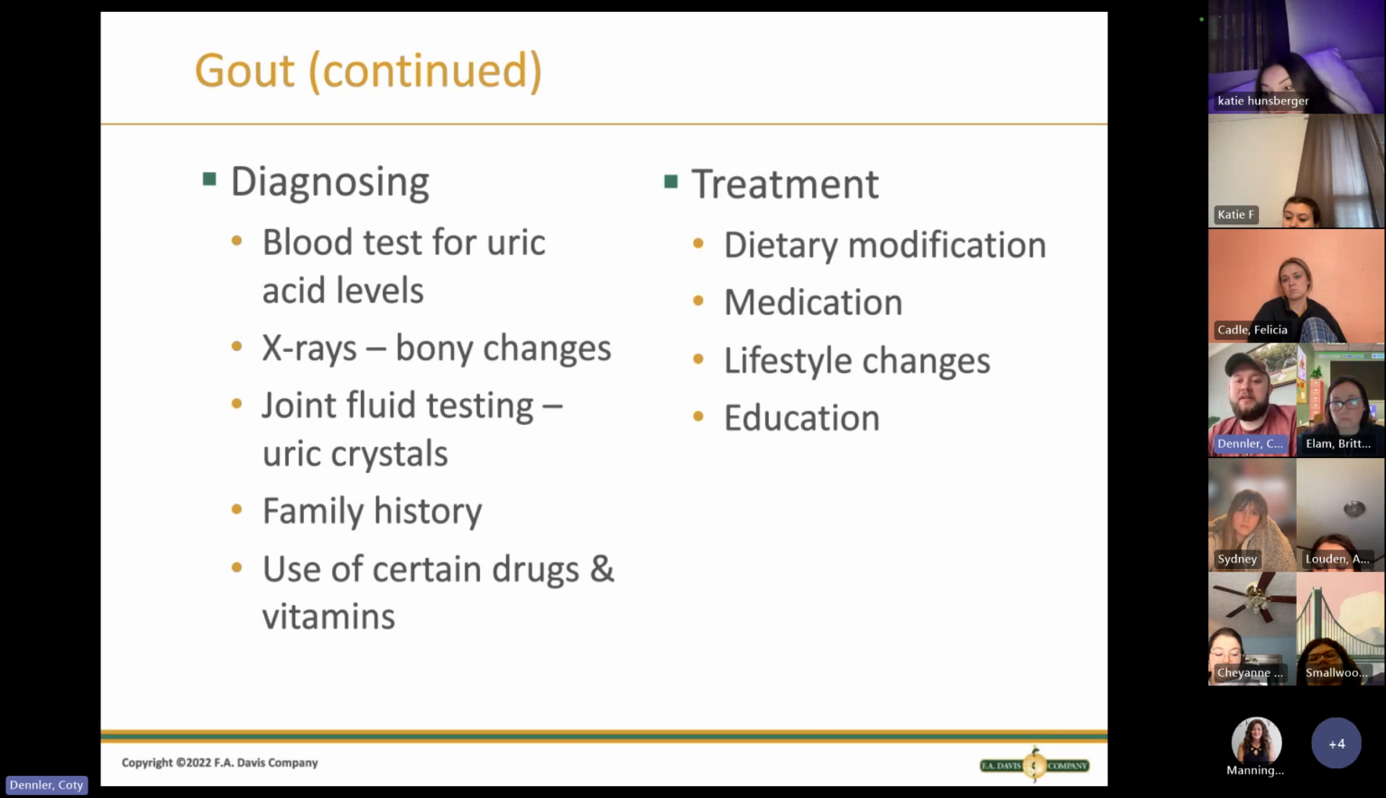They can give you medication that keeps it away. I didn't want that medication. But they can give it to you to keep those uric acid levels low. Lifestyle changes, like losing weight is a big one. And then also education on what you can and can't eat, what you should and shouldn't do.